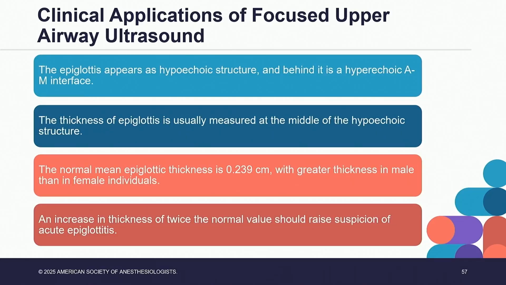The epiglottis appears as a hypoechoic structure, as we said, and behind it is hyperechoic. The thickness of the epiglottis is usually measured in the middle of the hypoechoic structure. The normal mean epiglottic thickness is 0.239, with greater thickness in males than in females. An increase in thickness to twice the normal should raise suspicion of acute epiglottitis.